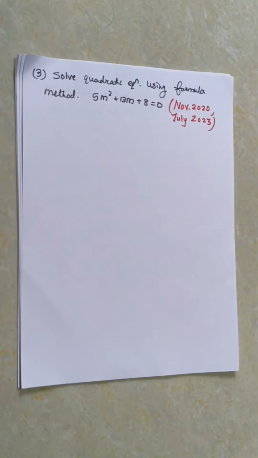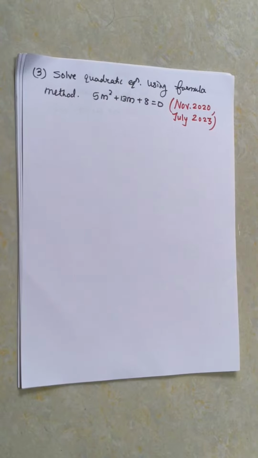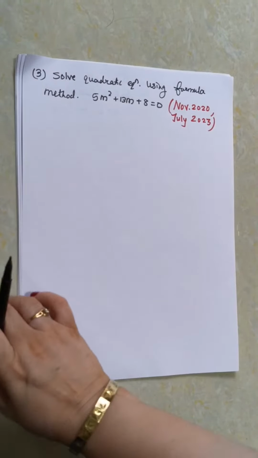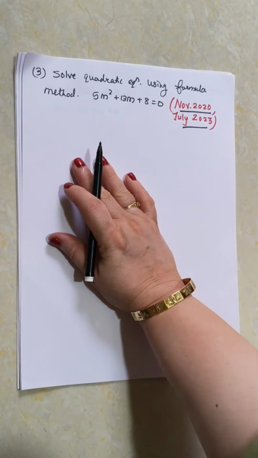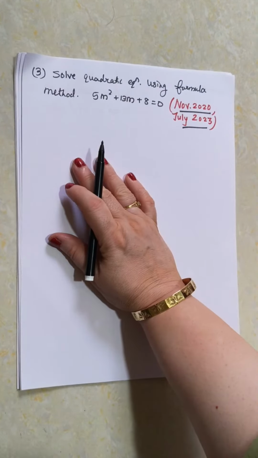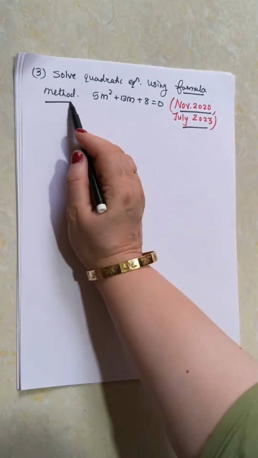So here we are now on the next question. And this question is also asked twice. Once it is asked in November 2020, and second time in July 2023. So two times this question has been asked, and here also we have to use formula method.